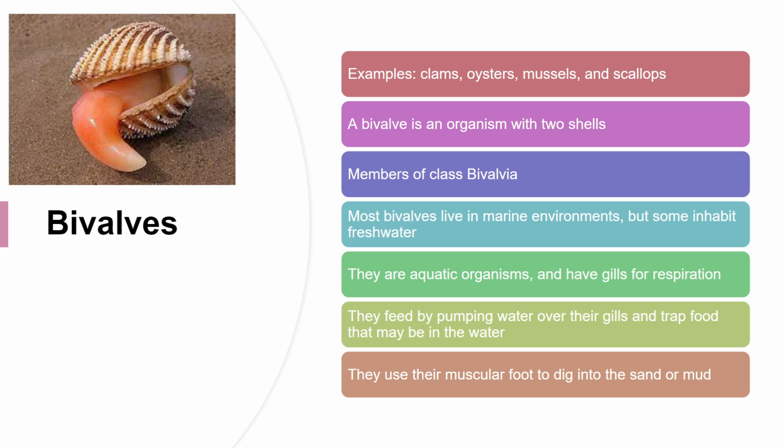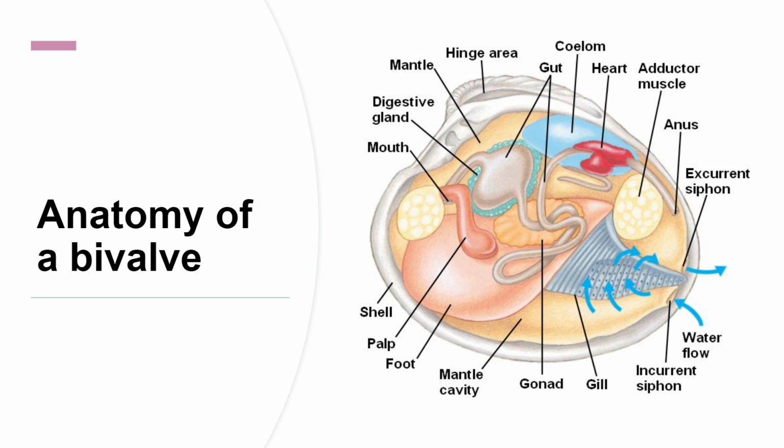Bivalves have two shells. Clams, oysters, mussels, and scallops are examples. They all fit within class Bivalvia. They tend to be freshwater, but there's plenty of marine types. They are aquatic almost unanimously, and they have gills for respiration. They're going to feed by pumping water over the gills and trap food that may be in the water, so they're some type of filter feeder, and they use their muscular foot to dig into the sand or mud to hide. Here's the base anatomy of a bivalve.